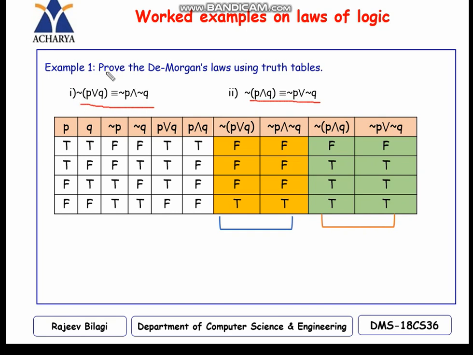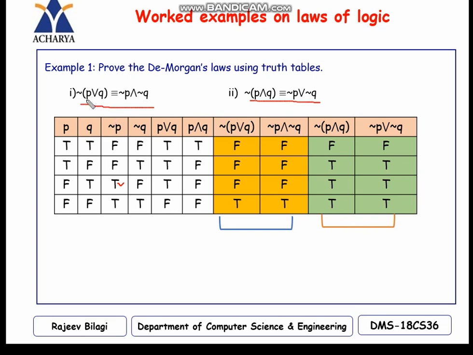Since it contains only two propositions, I will have four different truth values for P and Q. So for P, I am going to take T, T, F, F, and Q as T, F, T, F. Negation of P is F, F, T, T. Similarly, I am going to write negation of Q as F, T, F, T. So this is how I am going to write negation.